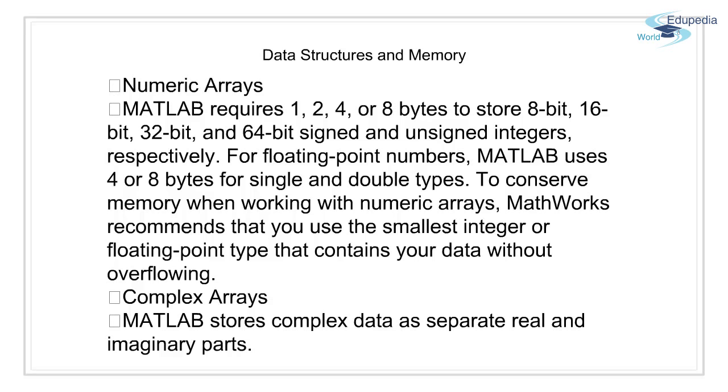Using this info, you might be able to reduce the amount of memory used by these structures. First, the numeric arrays. MATLAB requires 1, 2, 4 or 8 bytes to store 8-bit, 16-bit, 32-bit and 64-bit signed and unsigned integers respectively. For floating point numbers, MATLAB uses 4 or 8 bytes for single and double types. To conserve memory when working with numeric arrays, MathWorks recommends that you use the smallest integer or floating point type that contains your data without overflowing.